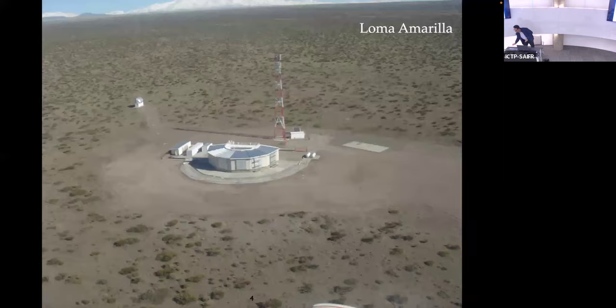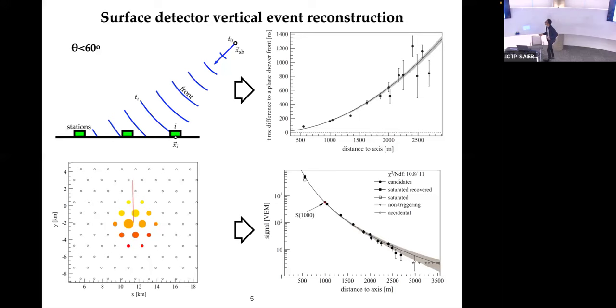So, for example here, you can see a fluorescence telescope building, and you can see the Andes. You see that it's pretty flat. So this region is called Pampa Amarilla in Argentina. So this is the detector somehow.